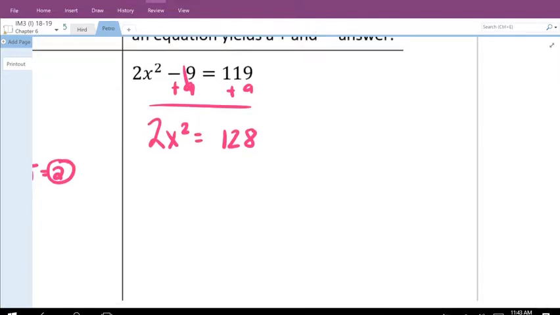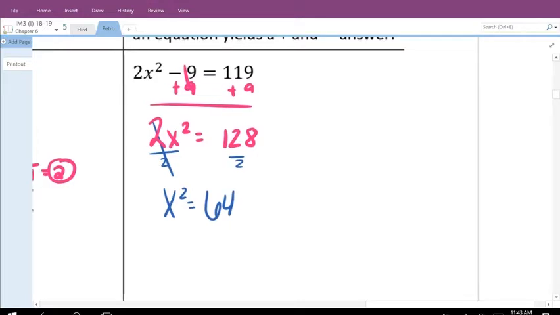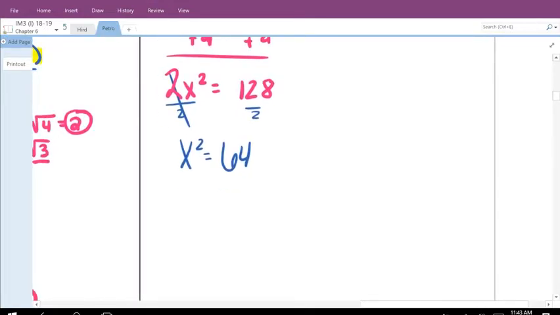What do I do to both sides next? Divide by 2. Very good. And I get x squared equals something. Good. Very last and final step, you guys. We're good at this in chapter 4. How do I get rid of squared? Yeah, the square root. That's awesome.